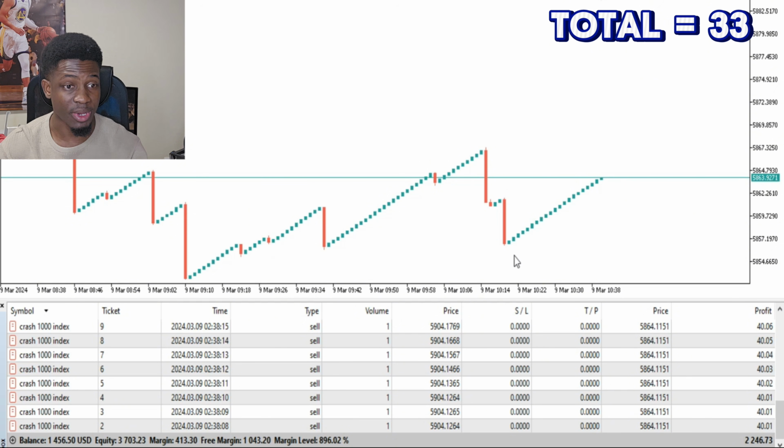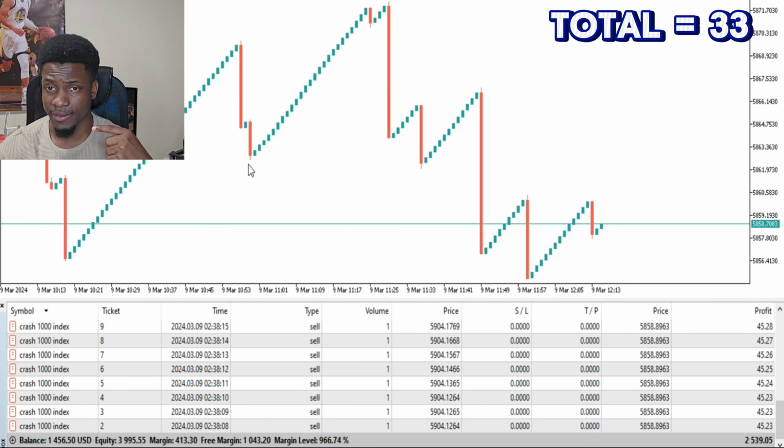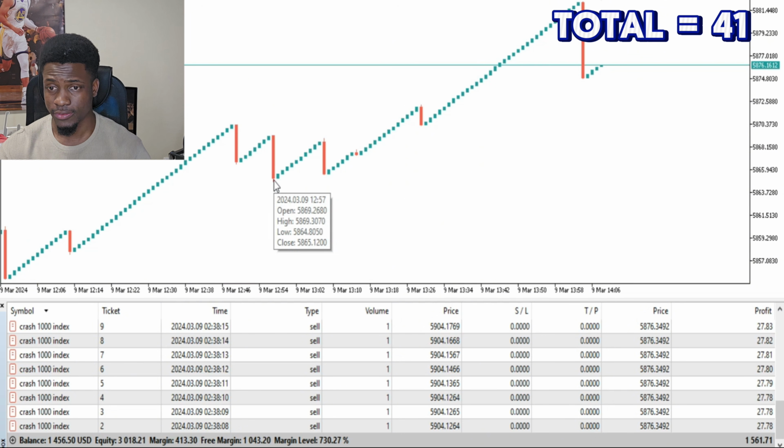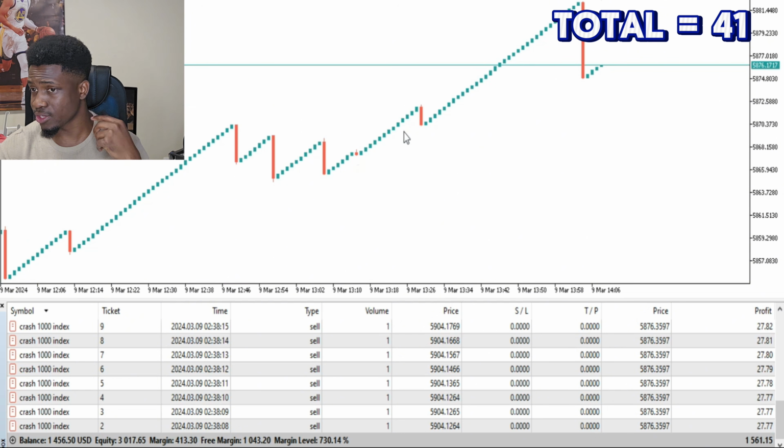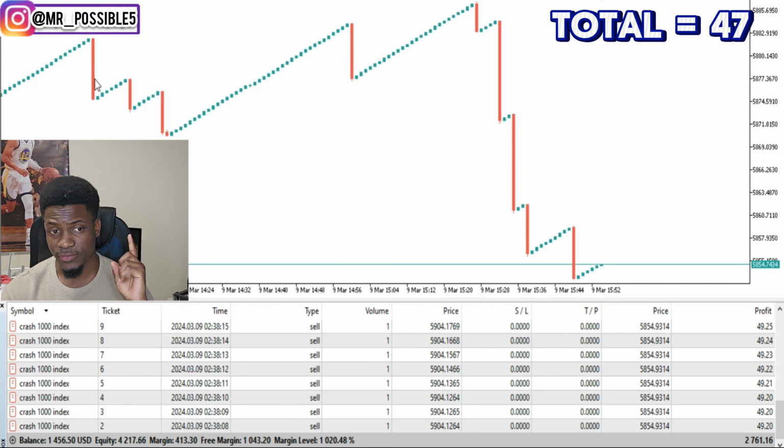So we're actually having 33 spikes now. So this will be 34, 35, 36, 37, 38, 39, 40, 41, right? So this will be 42, 43, 44, 45, 46, 47. So this will be 48, 49, 50, 51, right? 51, that will be 52, 53, 54, 55, 56, 57.